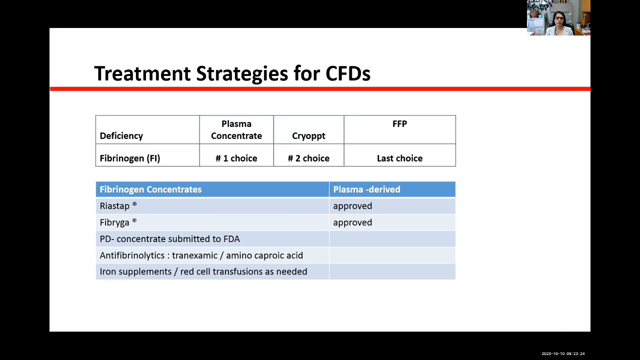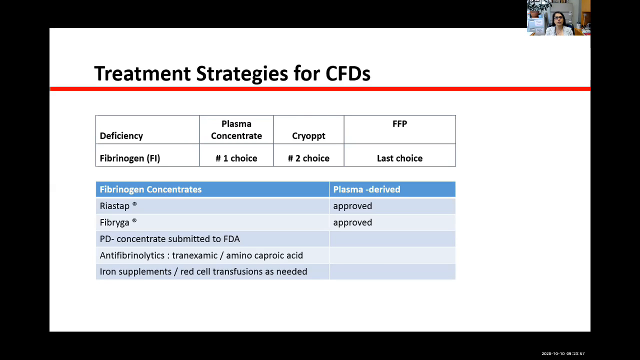In 2020, the treatment of choice for somebody with afibrinogenemia or hypofibrinogenemia is a single factor plasma-derived concentrate. If that is not available for any reason, the second choice is cryoprecipitate, and fresh frozen plasma or FFP should be the last choice. There are two fibrinogen concentrates that are approved, Riastap and Fibryga, and a third concentrate has completed clinical trials and submitted to the FDA for approval.